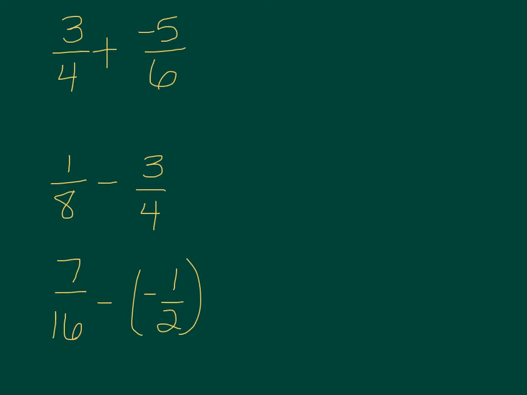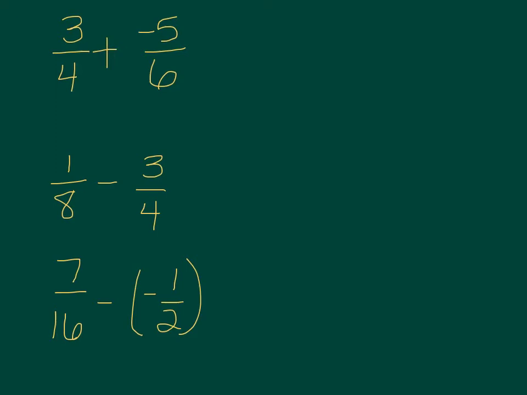Alright, so here's a couple examples. We're going to take 3/4 plus negative 5/6. Same rules apply with integers as fractions. You're going to take the sign of the larger absolute value, but before you determine if one's larger than the other, get a common denominator first.